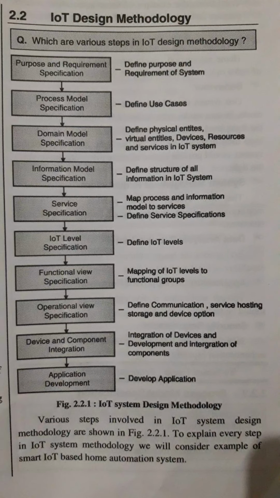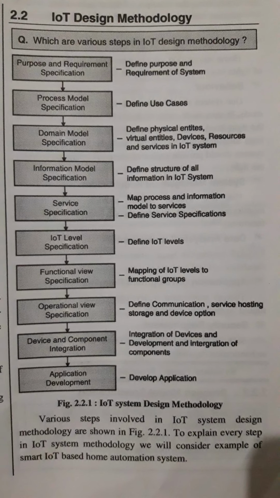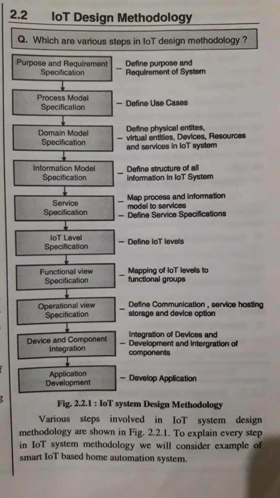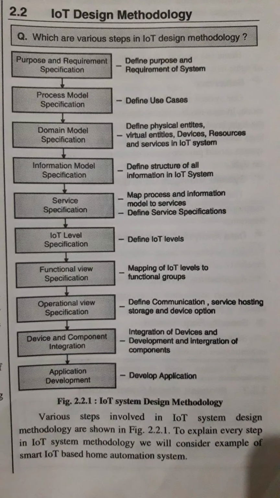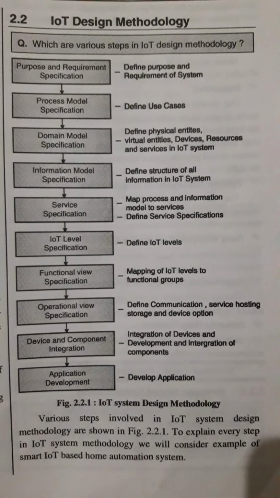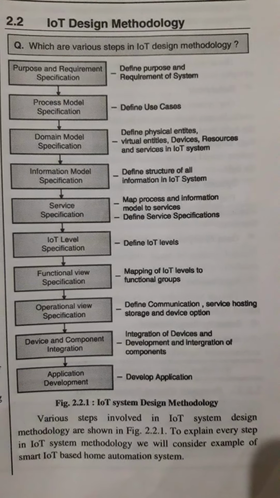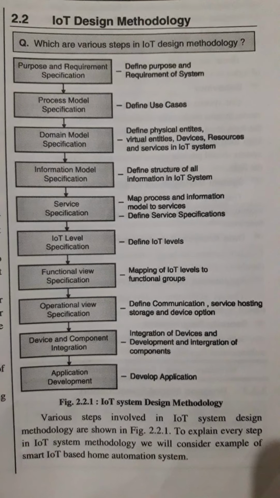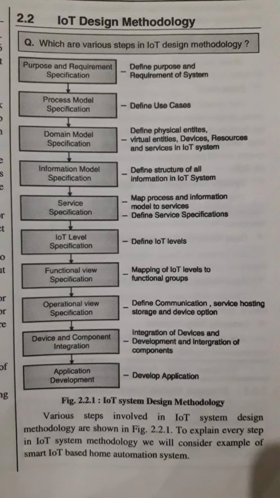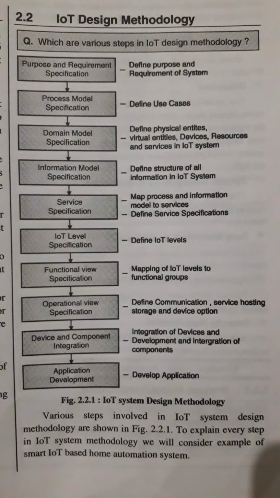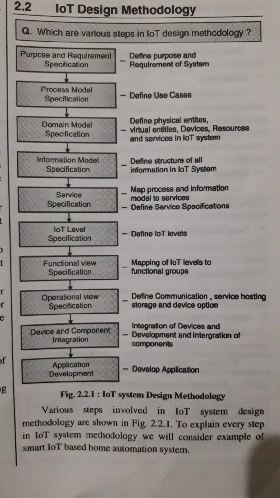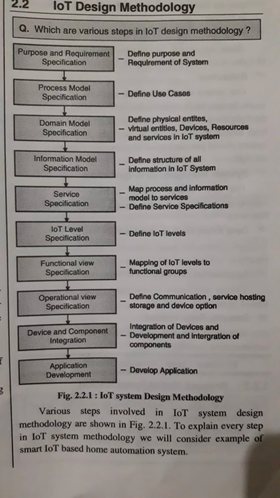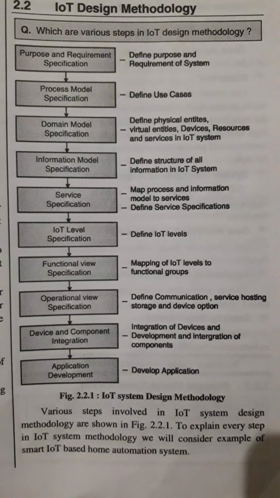Then domain model specification is the third step in IoT design methodology, which defines the physical entities, virtual entities, devices, resources and services in the IoT system. Physical entities, that means things, Raspberry Pi, etc. Virtual entities, that is cloud system. Resources, various resources and services which are used for IoT design methodology will be included in the domain model specification.